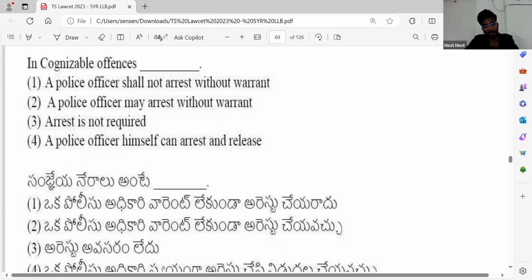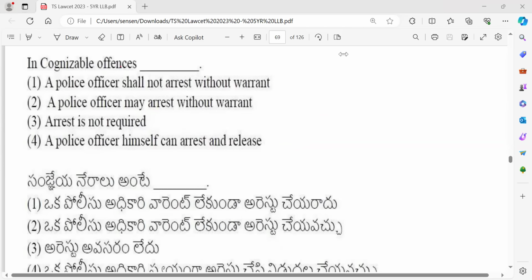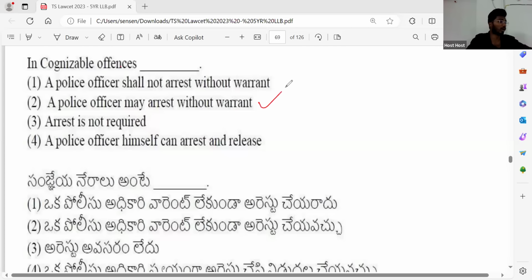In cognizable offense, what happens? Try to answer this question. In cognizable offense, the police... No, Dikshita, you answered it otherwise, actually. Option is number 2, sir. Very good, Mukesh. Well done. So the police may arrest a person without warrant, right?